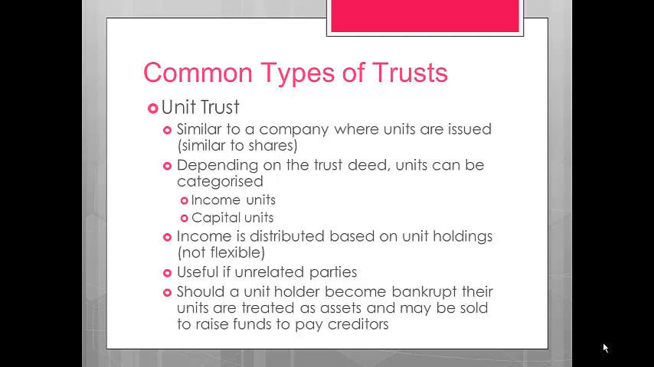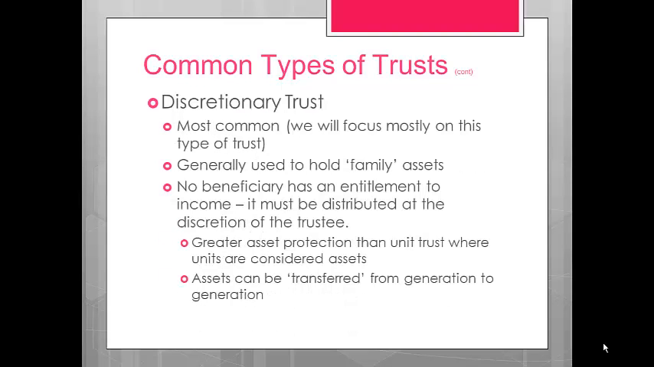Income is distributed based on the unit holding, so it isn't flexible. It is a useful structure if you're looking at unrelated parties in a business together. And should a unit holder become bankrupt, their units are treated as personal assets and may be sold to raise funds to pay creditors. So that's something to keep in mind.